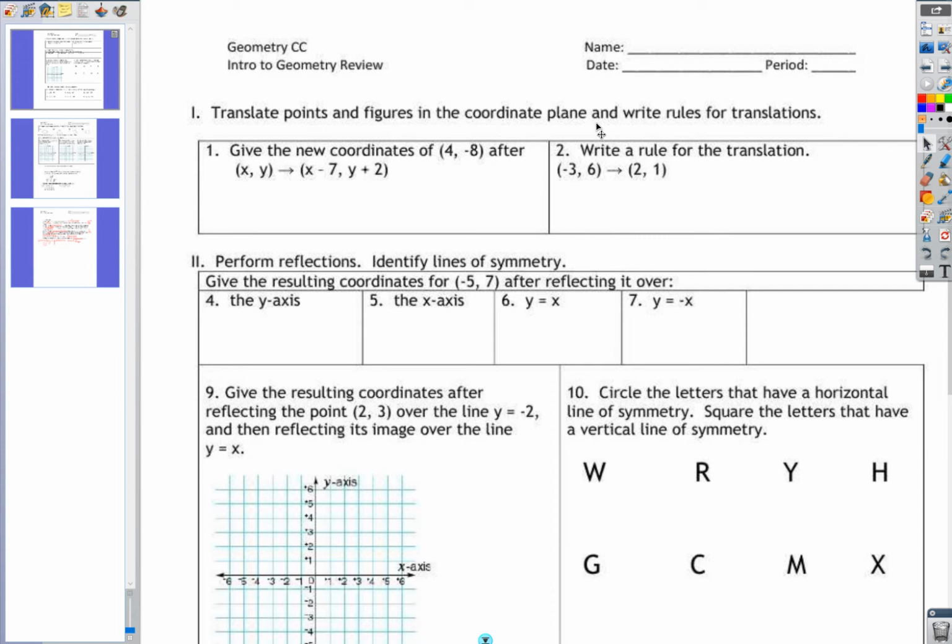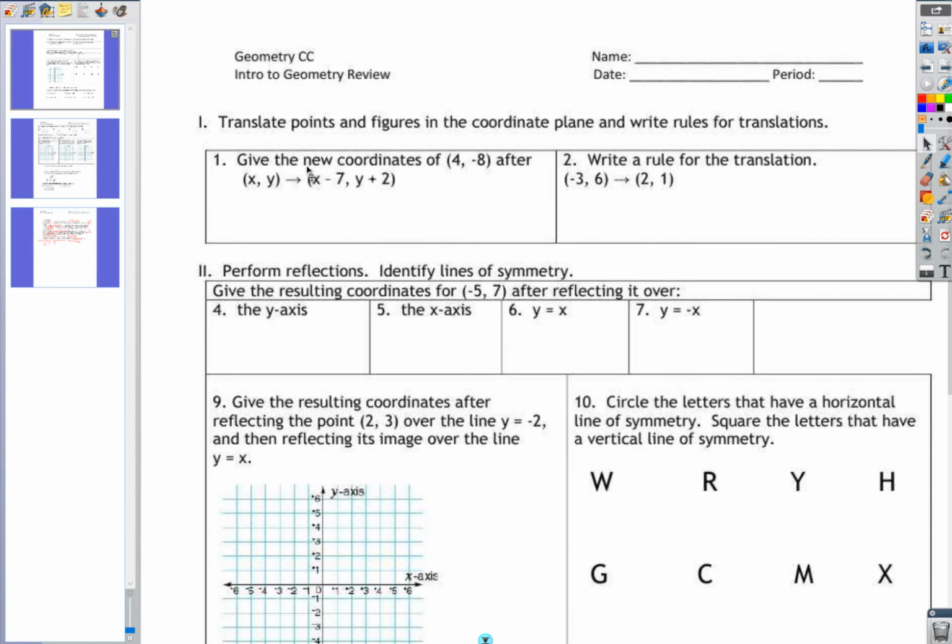Okay, perfect. Thank you. All right, guys, if we see something like this where it's telling us that x comma y is going to x minus 7 and y plus 2, what type of transformation are we going to be doing? A translation. And whenever we do a translation, we just follow the rule of what it's telling us to do. So if I have the point 4 comma negative 8, I'm just going to replace my x.